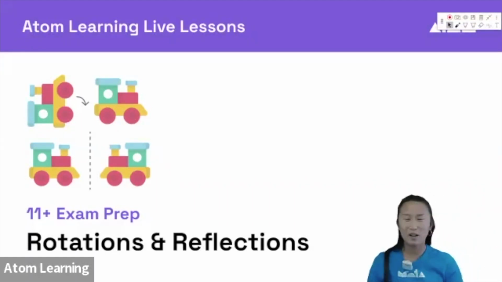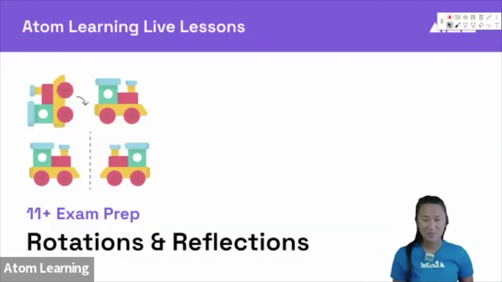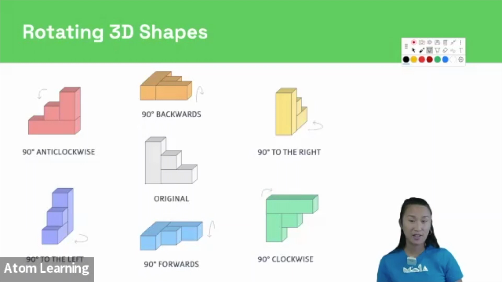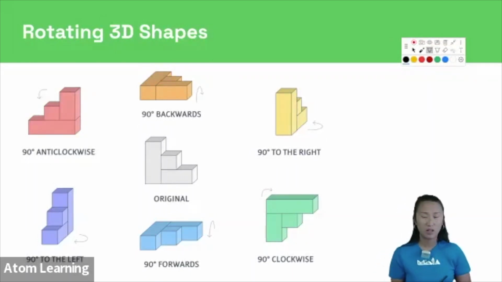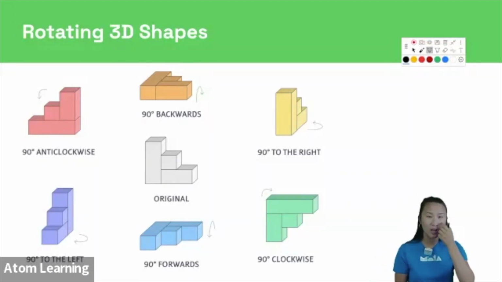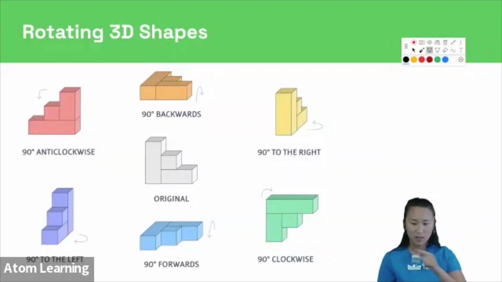Hello, and welcome to today's 11 plus exam prep lesson, rotating 3D shapes. Three-dimensional shapes can move in three different planes, so roughly three different directions. Firstly, it can go clockwise and anti-clockwise. So clockwise is in this corner and anti-clockwise is in the far corner.